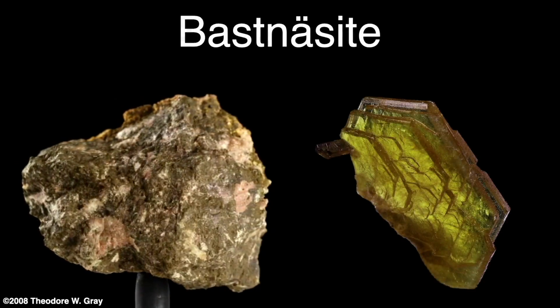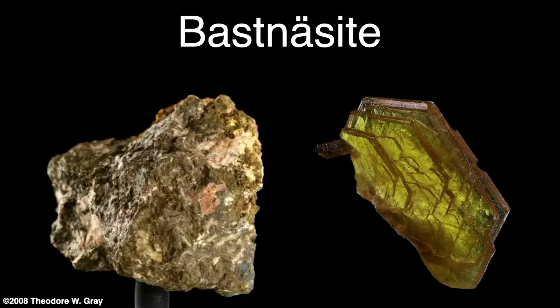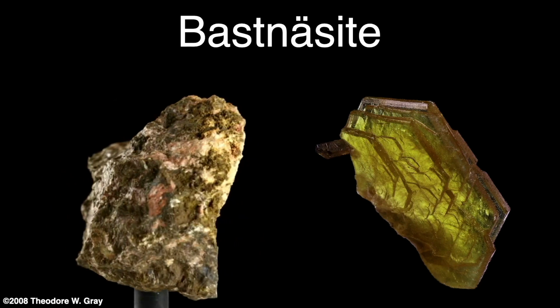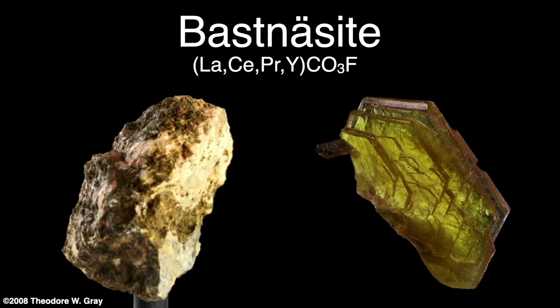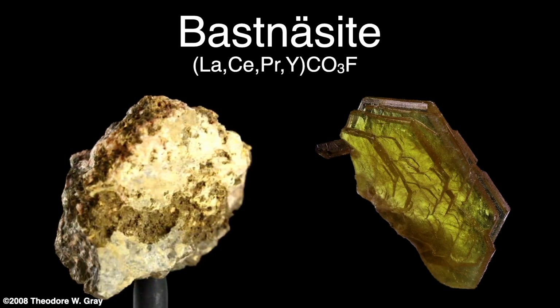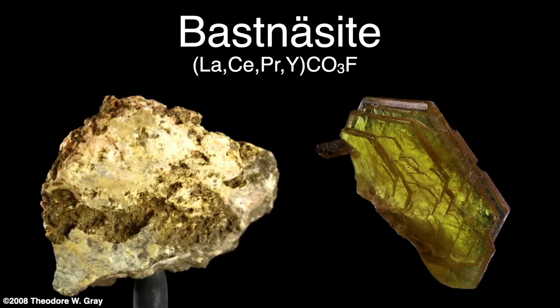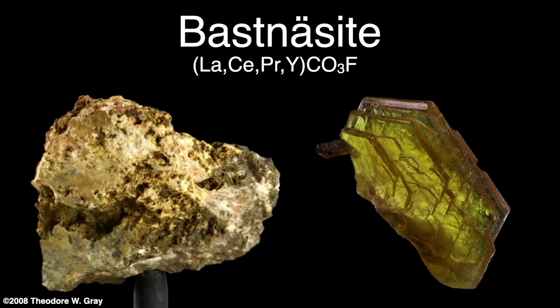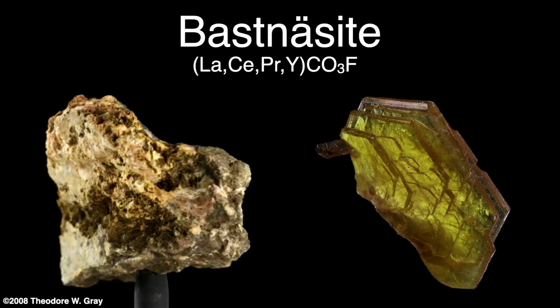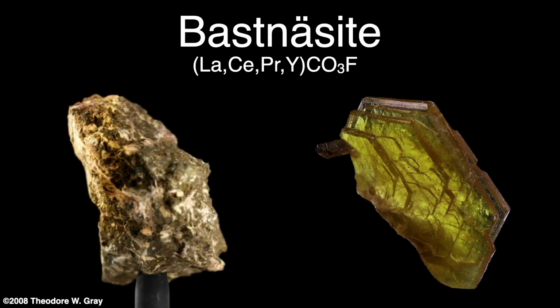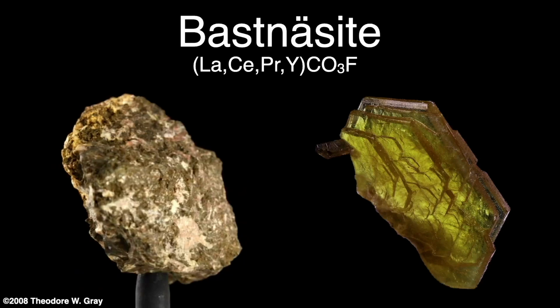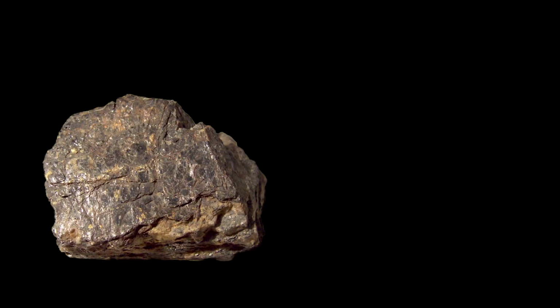Another source of rare earths, including dysprosium, is the mineral bastnasite, which is a carbonate fluoride, with lanthanum, cerium, praseodymium, or yttrium as major substituting elements. Both monazite and bastnasite are mined for many rare earth elements. I have a couple more rare earth-containing minerals for you.